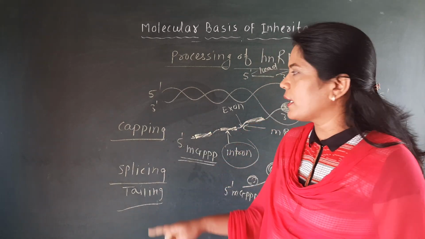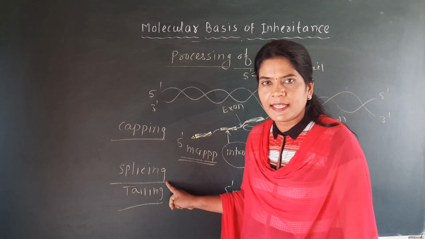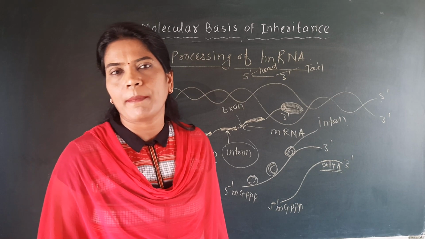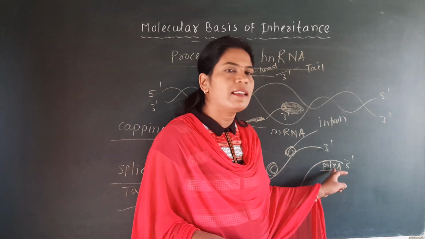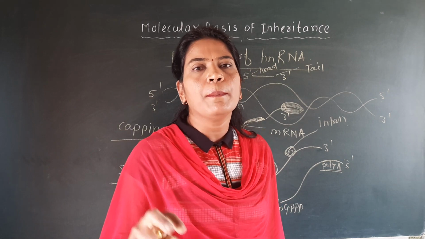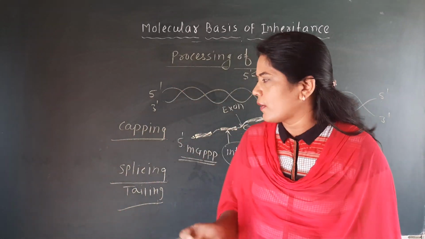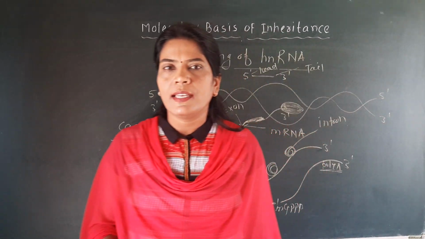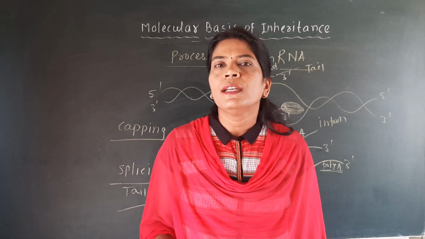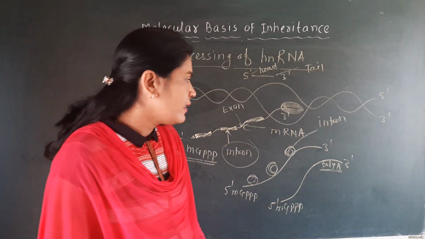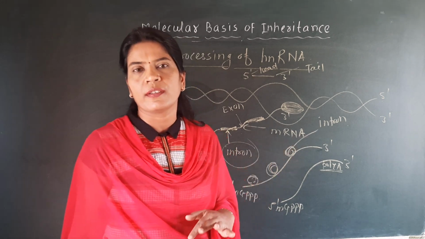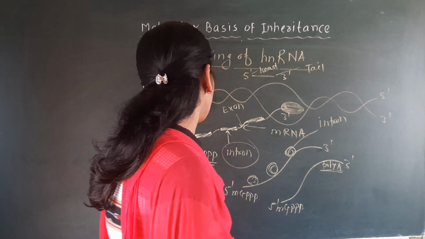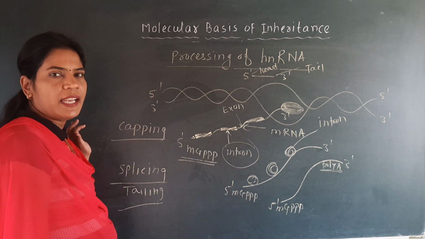This is the sequence. First there will be capping, then there will be splicing, and then there will be tailing. Capping always takes place at the 5' end of the mRNA. Tailing always takes place at the 3' end of the mRNA. And simply, removal of the intron is called splicing. So this is a very important part of the processing of the hnRNA or the mRNA in the eukaryote, because we have seen that the intron part is not present in the prokaryotes, so processing is always required in the eukaryotes.